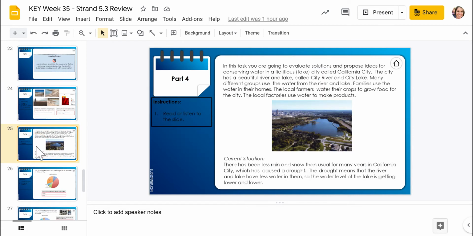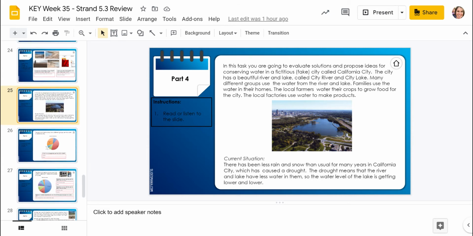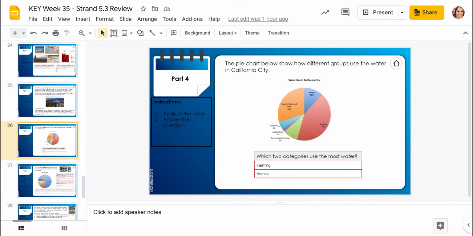But instead of focusing on data from Utah, we focused on data from a fake or fictitious city, California City. And hopefully you notice that in California City, the categories that use the most water are farming and houses. And in Utah, we have a similar pattern where agriculture uses the most water.